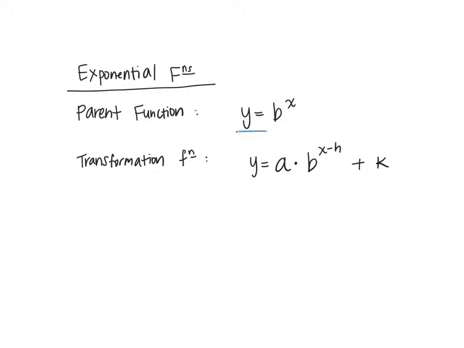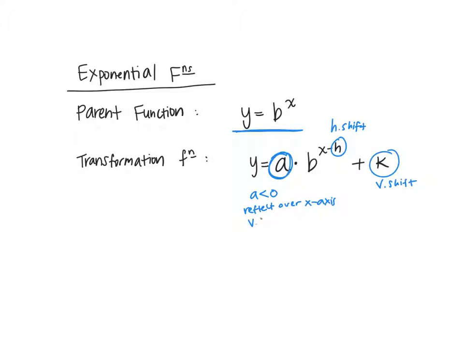If you have a parent function, we can transform the parent function by having a horizontal shift, right or left, or a vertical shift up and down. This a value, if the a value is negative, then we have a reflection over the x-axis. This is also a vertical stretch or shrink factor.